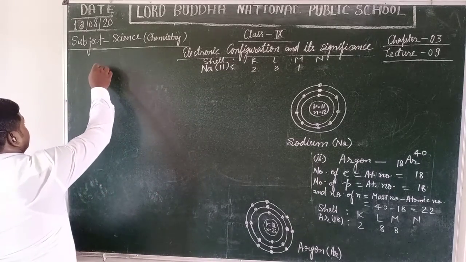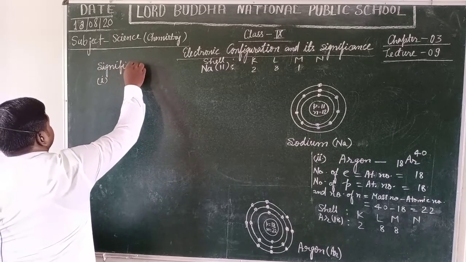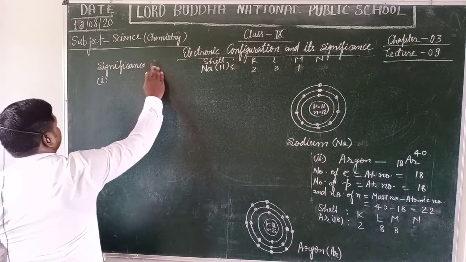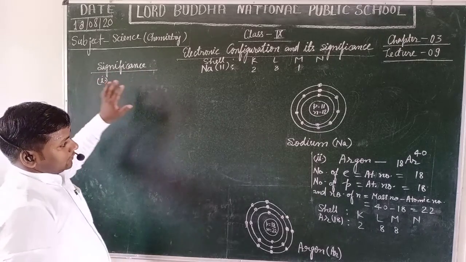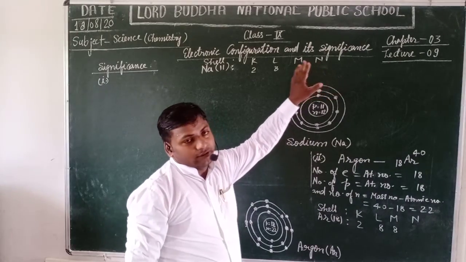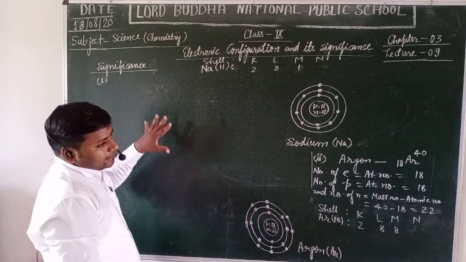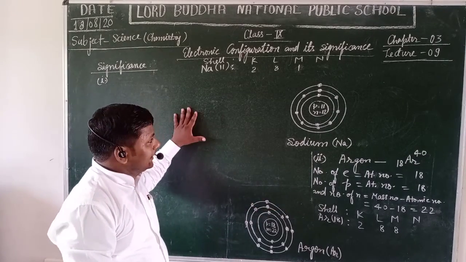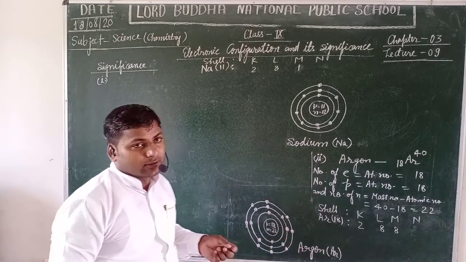First, if we are talking about the significance of electronic configuration, then we find that if valence electrons are present in the outermost shell of an element, then it is a reactive element. It is a reactive atom. It has the ability to perform the process of chemical reaction or chemical combination.